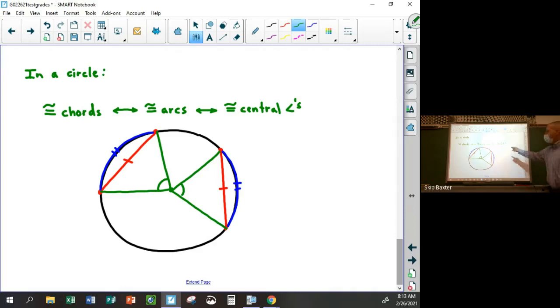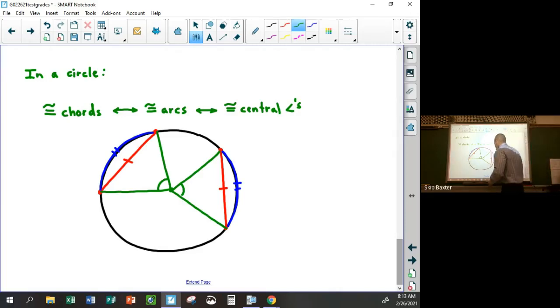It's saying if you have any one of these 3 things, then all 3 of them are true. So I could have started with the premise that I had 2 central angles that are congruent. Then the chords would have to be congruent, and the arcs would have to be congruent. Or I could have started with the arcs being congruent, same measure. And then I would say that the chords connecting them would have to be congruent, and the angles would have to be congruent. So if you have any one of those 3 things, then all 3 of them are true. That's what the double-ended arrow means. Okay?